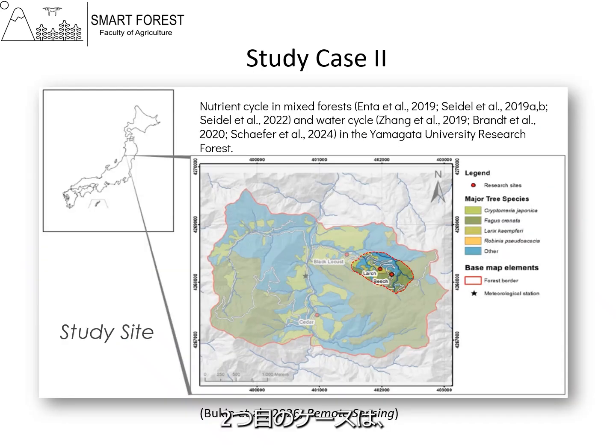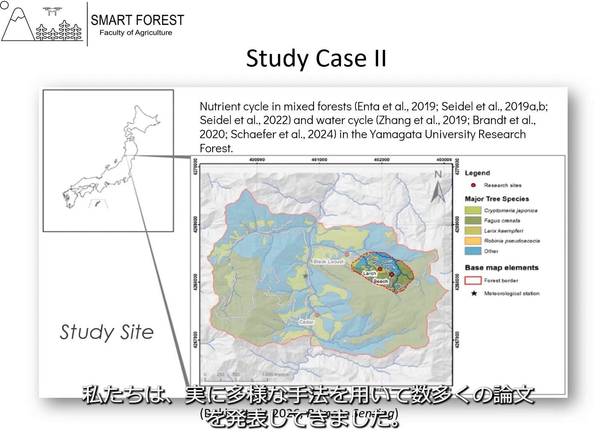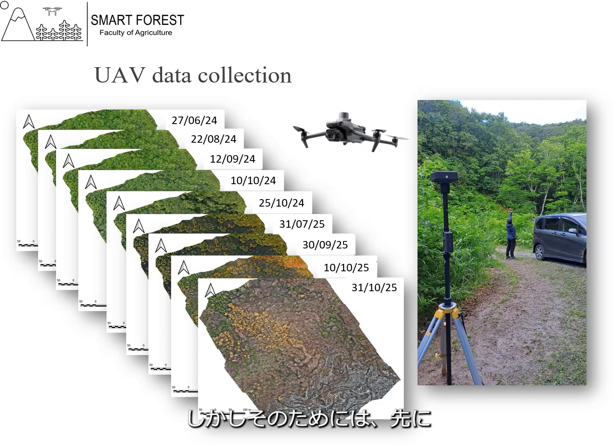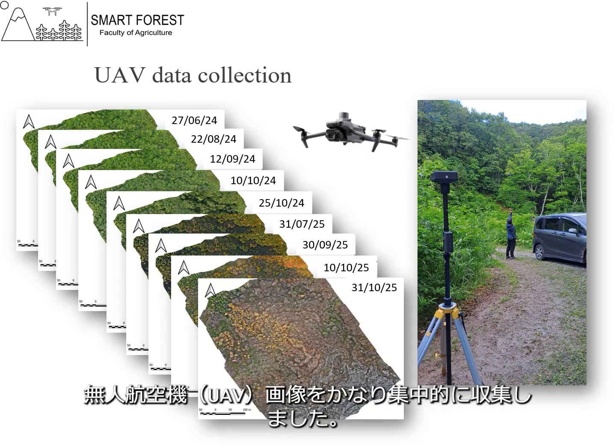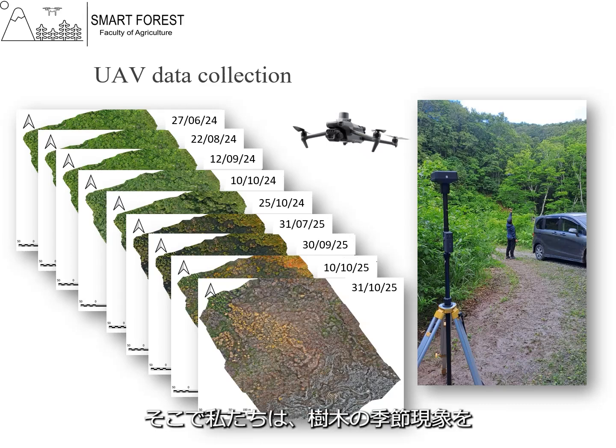The second case is a study that we did in the Yamagata University Research Forest. This is a forest that we have used for many, many years, and we have conducted many studies here. We have published a lot using different methodologies, but in this particular study, we used deep learning. But for that, as I explained before, we first collected UAV images quite intensively for the year 24, 25, and we are collecting again now in 26. So we collect images in different seasons because we want to use the phenology of trees for easier identification.